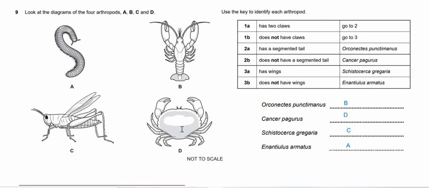Now D will be the last option. D will be this one. So it will be Cancer pagirus for D. So again, we start from 1. Has 2 claws? Yes, it has. Go to 2. Start from 2A. Has a segmented tail? No, it does not have a segmented tail. So we go to 2B. So it's Cancer pagirus for D. That's how we got the answer.